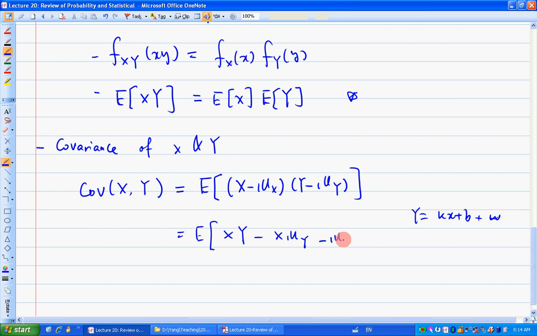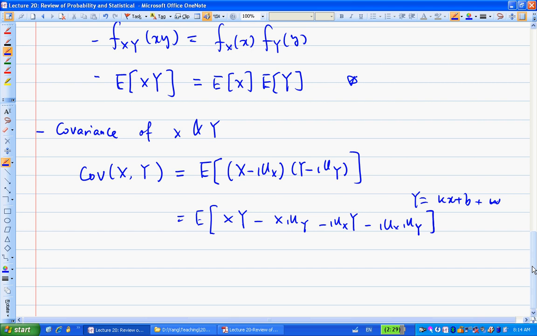Minus mu X by Y minus mu X mu Y. Okay, expanded, there's two here. Now let's make a little assumption in here. Let's say X and Y are independent. However, we don't need to do that, but let's look at this one here.